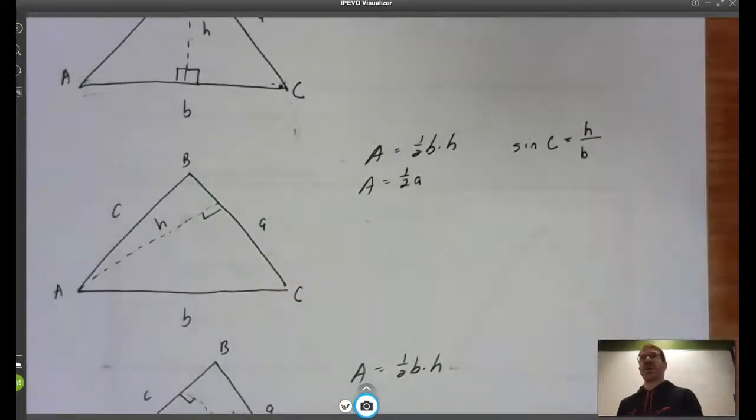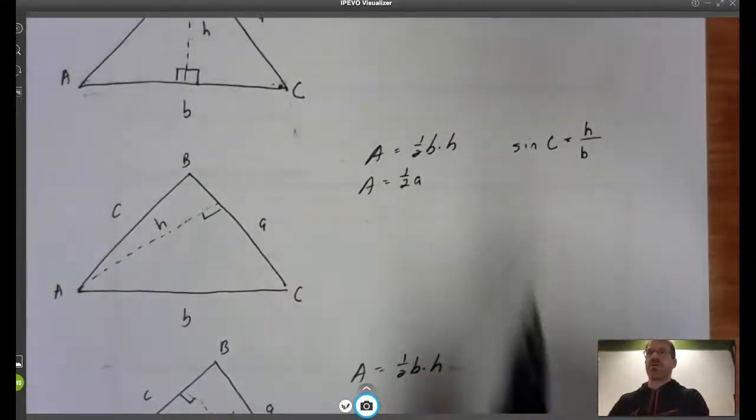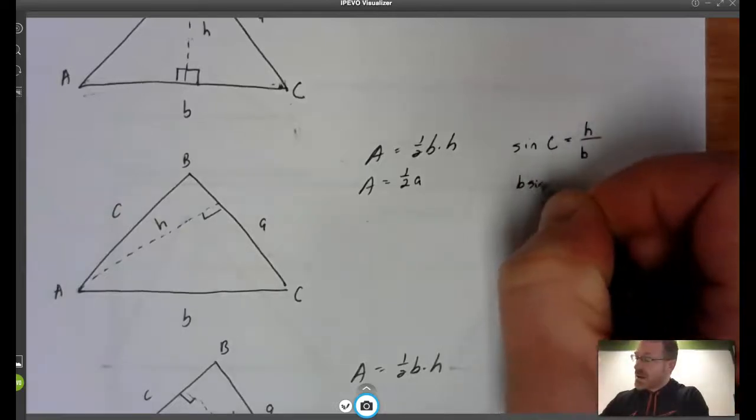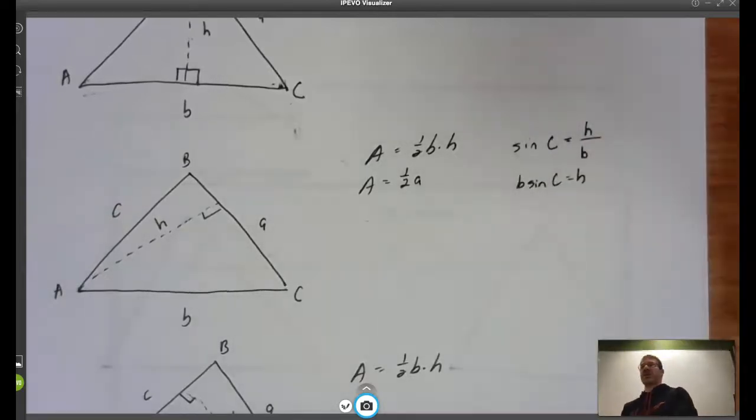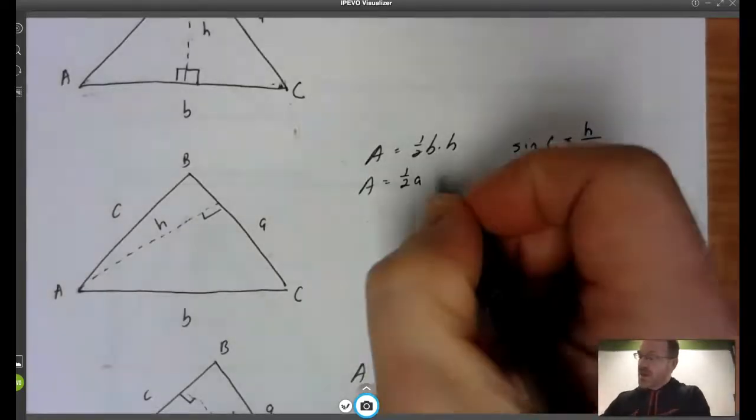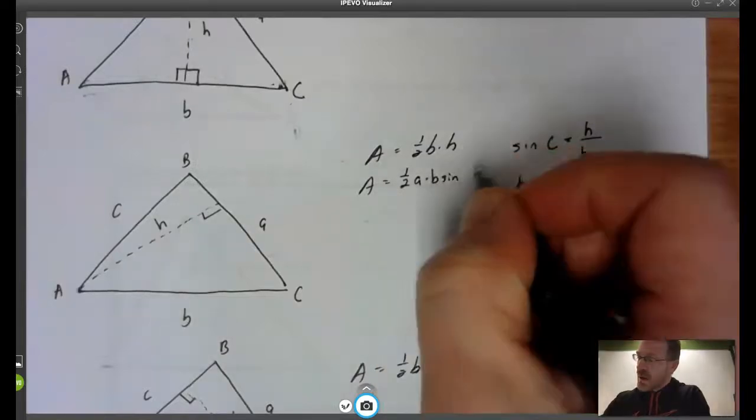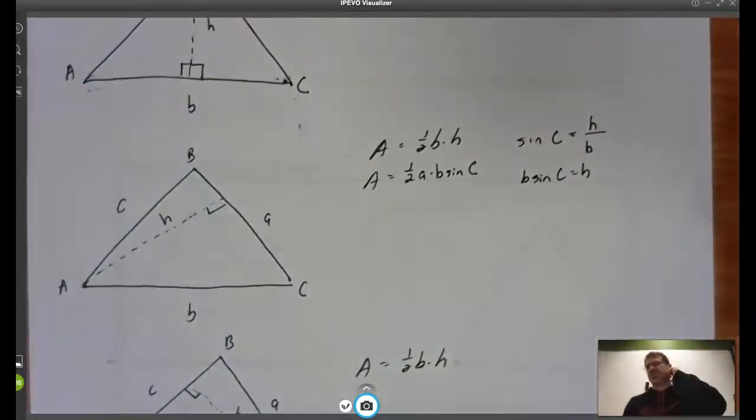And just like what we did above, I could cross multiply and I get b sine of C is equal to h. And once again, I can drop that in for the height of my triangle. So b sine of C, like that. But notice there's a third angle in the triangle.